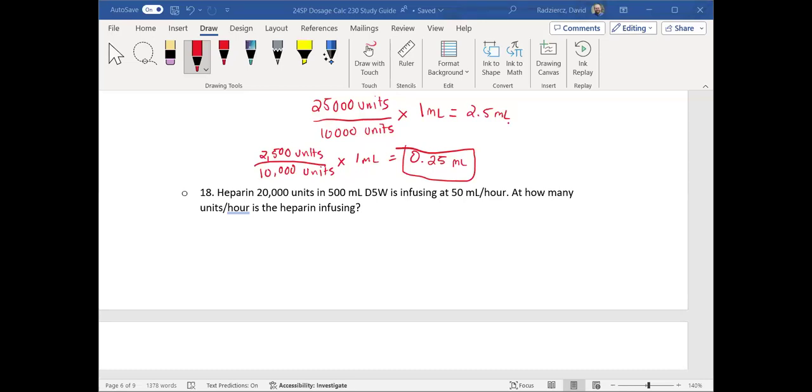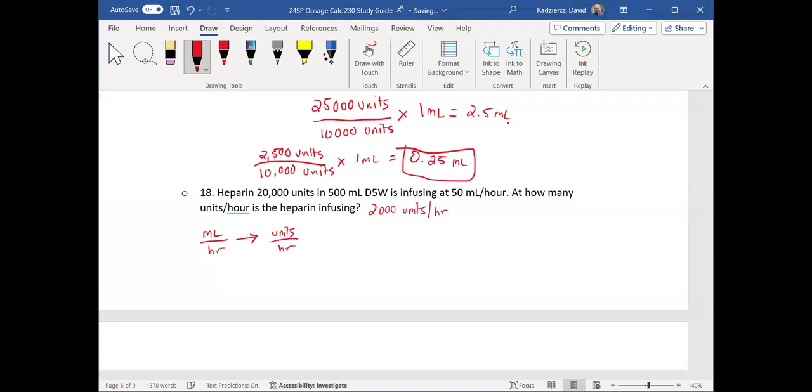All right, so I've got a couple answers coming in. Hopefully you got 2,000 units per hour. If you didn't or just don't know where to start, let me help. What this question is asking you to do is to convert milliliters per hour to units per hour.